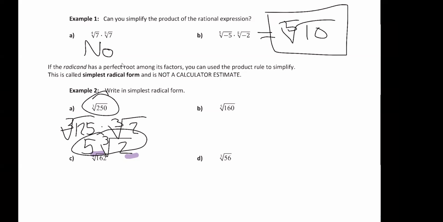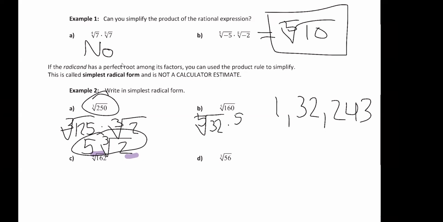Part B, you have a fifth root. So it might be helpful to list your perfect fifth powers. 1 to the fifth power is 1, obviously. 2 to the fifth power, what's that? I don't really know my perfect fifths. That's 32, right? Yep. 3 to the fifth power is 243. So it's obviously way too big. So 32 goes into 160, right? Yeah, 32 and 5 would work. So this would just be 2 fifth root of 5.